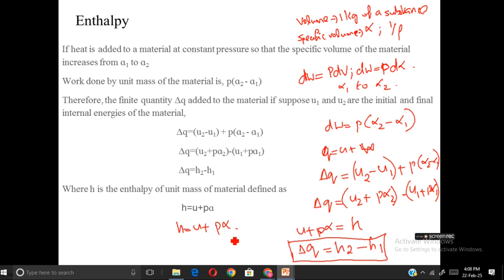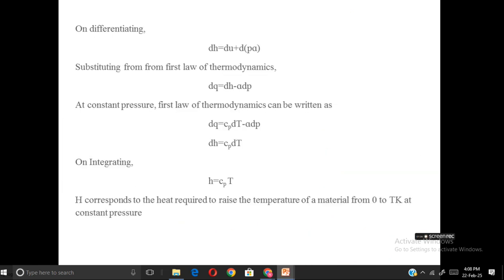The first law of thermodynamics, Q is equal to U plus W, can be written as delta Q is equal to the change in the internal energy, which is U2 minus U1, plus P into alpha 2 minus alpha 1, which is the work done. Now, if we rearrange it based on the subscripts, all subscripts with 2 together, it will become delta Q is equal to U2 plus P alpha 2 minus U1 plus P alpha 1, or delta Q can be written as H2 minus H1, where H is the enthalpy of the material, which is given by H is equal to U plus P alpha.